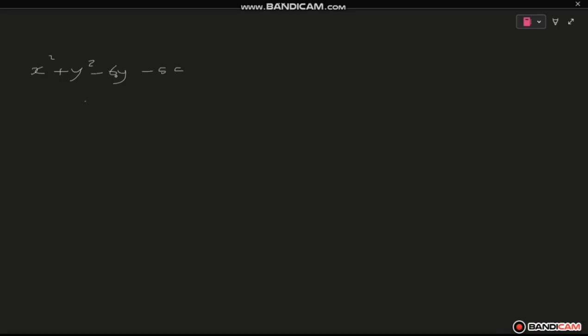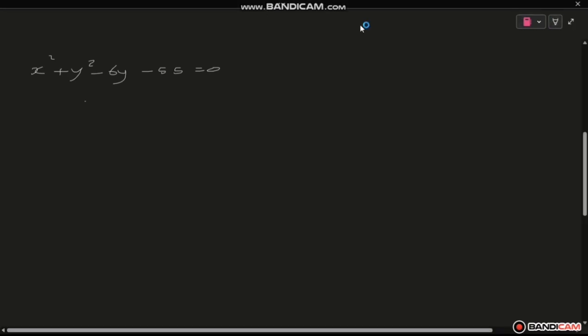Suppose you are actually given, I'm just thinking of the right one that we can use. We have x squared plus y squared minus 6y minus 55 equals 0. You see that this is not in a standard form, meaning you must complete the square.